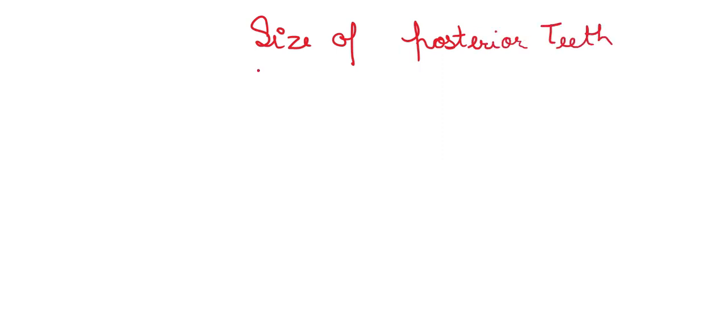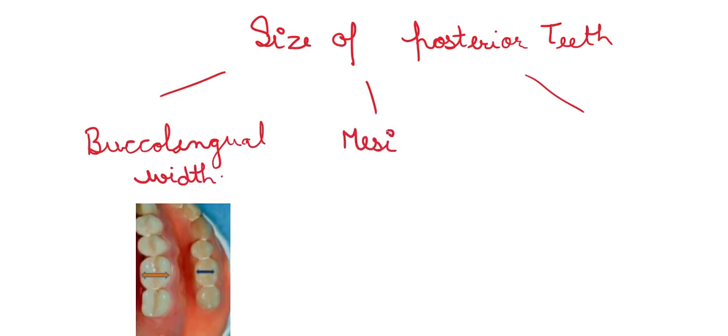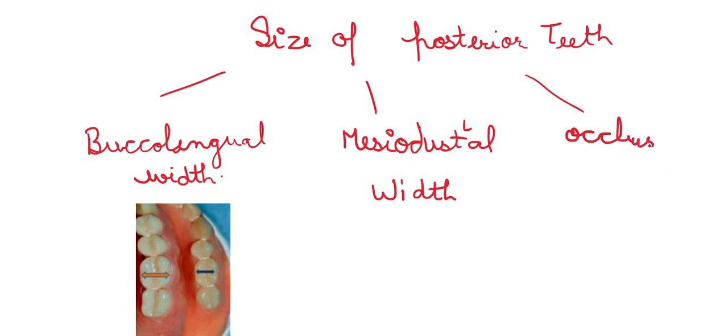Now let us discuss the selection of the posterior teeth for the denture. Three key factors are considered. The first is the buccolingual width, second is the mesiodistal length, and third is the occlusogingival height. The buccolingual width refers to the width of the tooth from the cheek to the tongue side. It is important to decrease this width to allow the buccal and lingual surfaces of teeth to slope out from the occlusal surfaces. This slope provides an appropriate path for food during chewing.